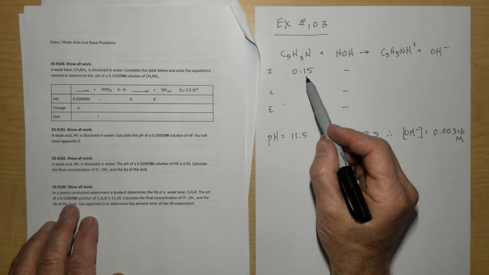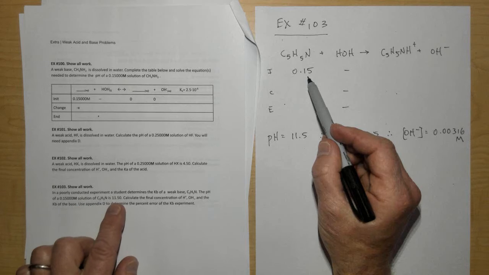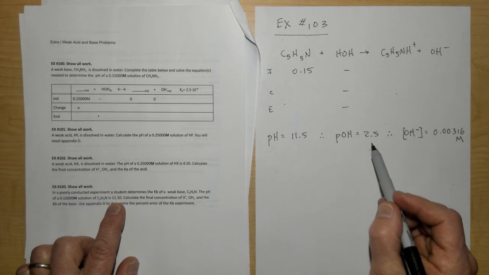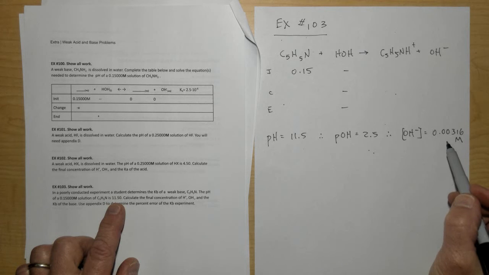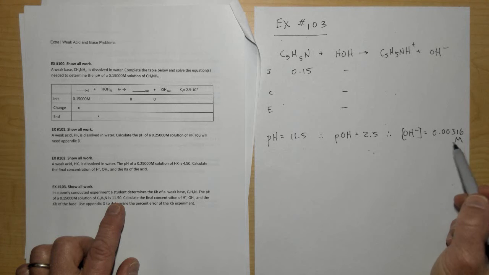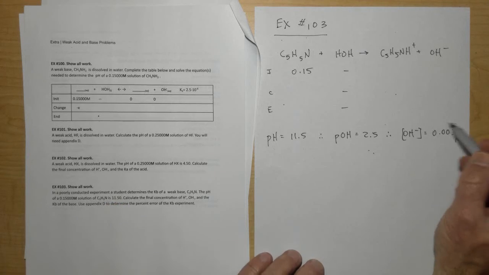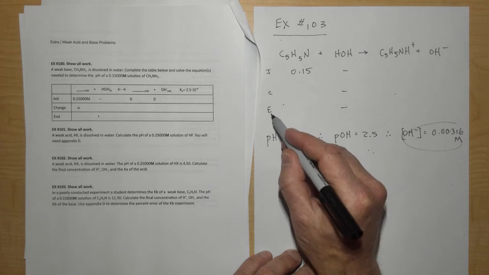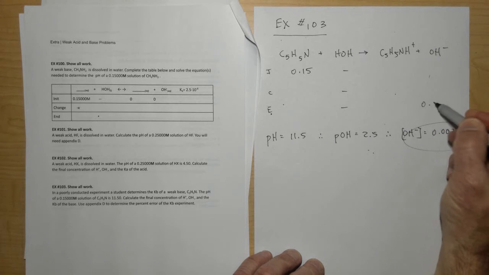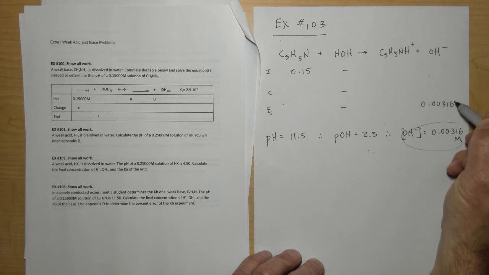It tells me it's 0.15 molar to start with, and it tells me the pH is 11.5, from which I could use 14 minus the pH to find the pOH to be 2.5, and I could do 10 to the negative 2.5 to get my concentration of OH minus. This is at equilibrium, and so my OH minus is 0.00316 right here.